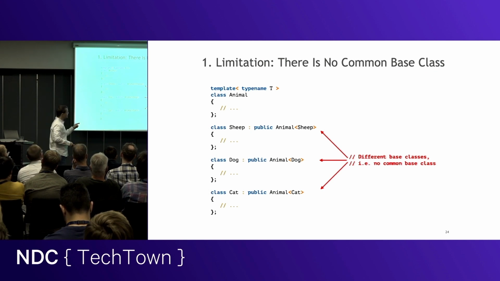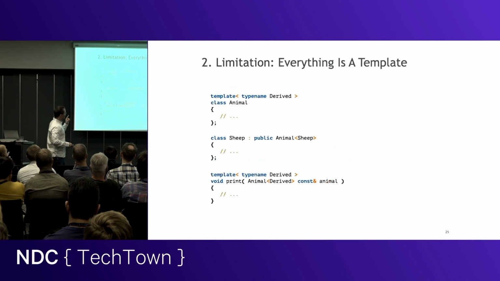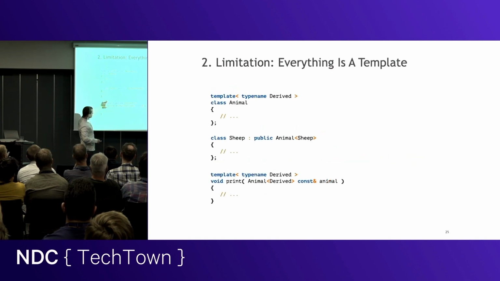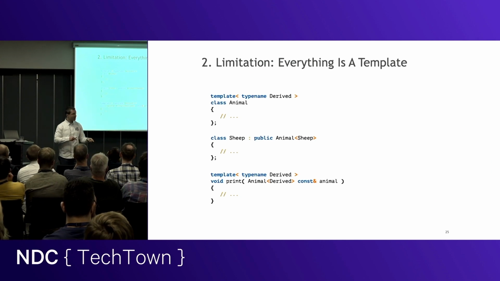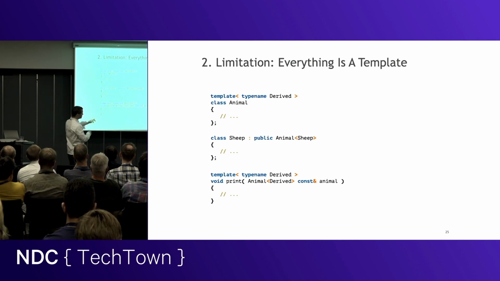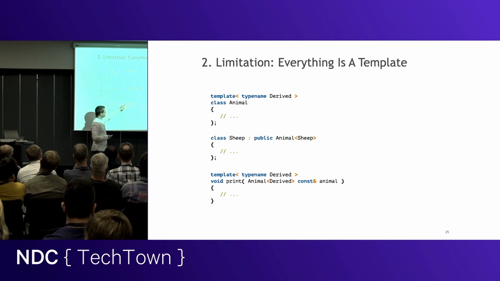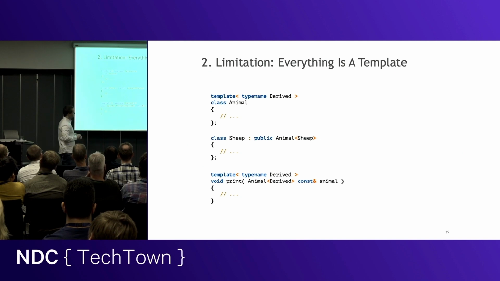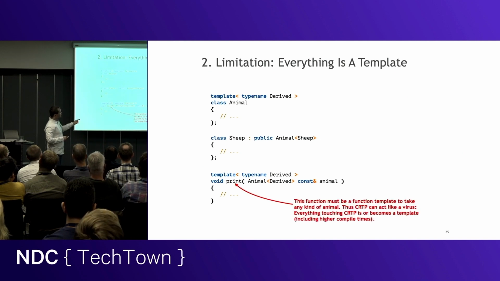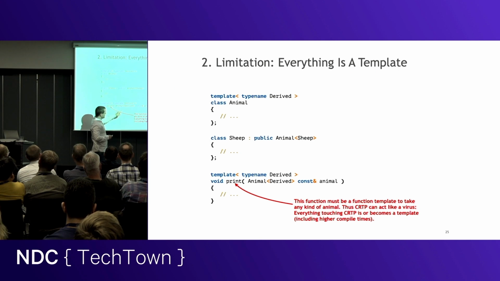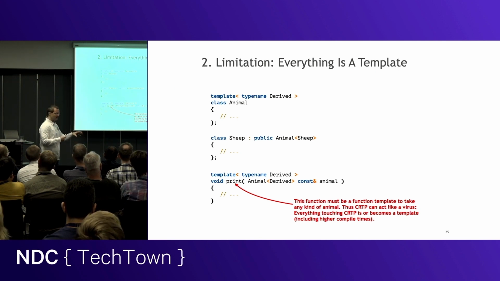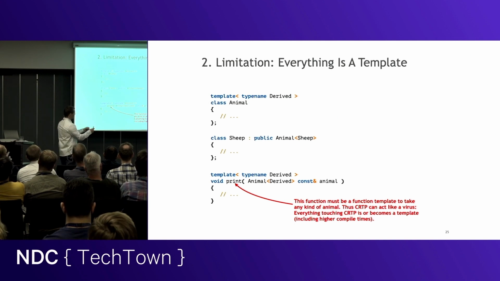But there's something else that people are bugged with quite quickly. I've shown this print function before, and yes, this print function is a function template. And it kind of has to be, because this is the only way to really mention, without explicitly naming it, the derived class. Now, this is the print function for some specific animal. But this kind of means that pretty much everything that comes into contact with this animal base class is itself a template. And so interestingly, the CRTP is a little bit like a virus. Everything that comes into touch with these base classes becomes itself a template.